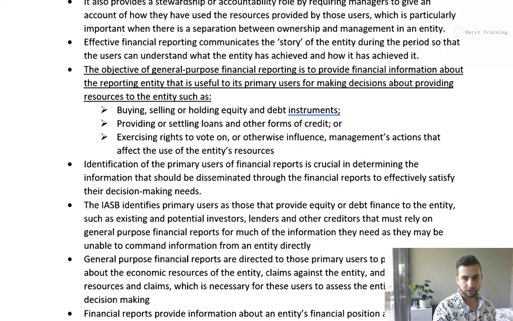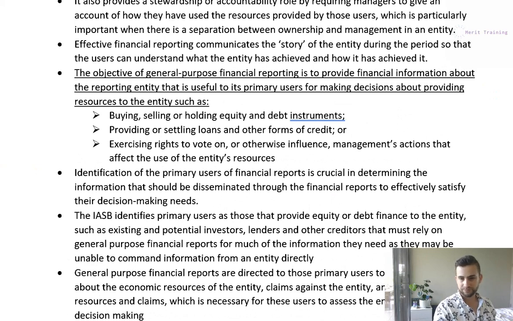An entity could be a company, it could be a trust, it could be a charity, it could be a government entity, and so forth. So the objective of general purpose financial reporting is to provide financial information about the reporting entity that's useful for the primary users. So we'll talk about who the primary users are a little bit later, for the purpose of making decisions. So some examples of decisions are: do they want to buy or sell or hold equity and debt instruments, providing loans or credit, exercising votes or rights to vote that influence management's actions, and so forth.